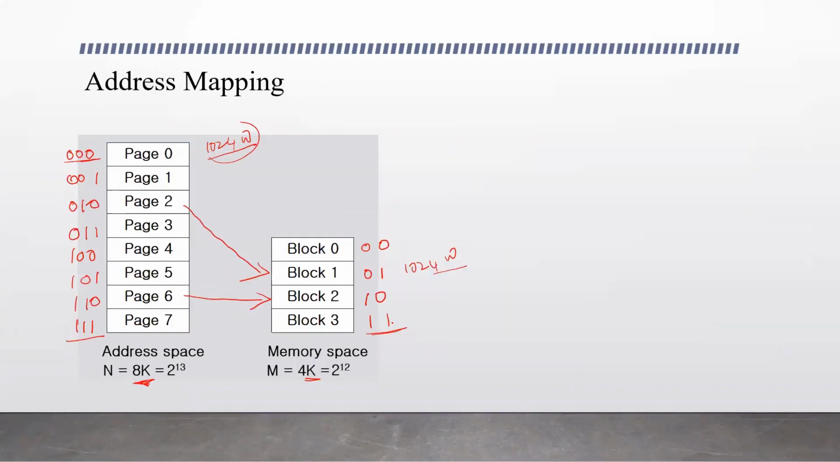For mapping pages into blocks, that is, the virtual address space to memory space, the address space is divided into pages and the memory space is divided into blocks or page frames. Whenever a page is needed to be executed, it is transferred to one of the blocks in main memory. So now this page needs to be mapped to the corresponding block where that page is stored. The page is identified by the virtual address, and the block is identified by the physical address. So the virtual address needs to be mapped to the physical address.